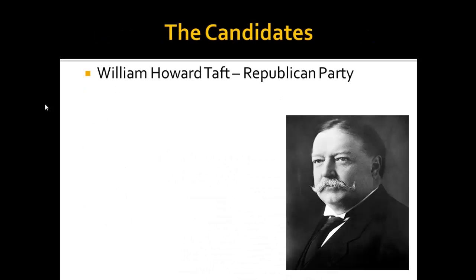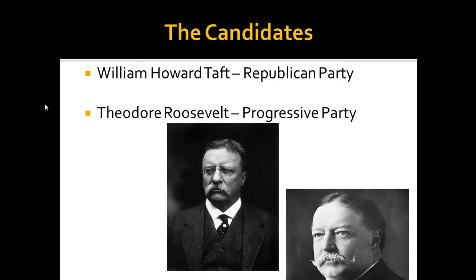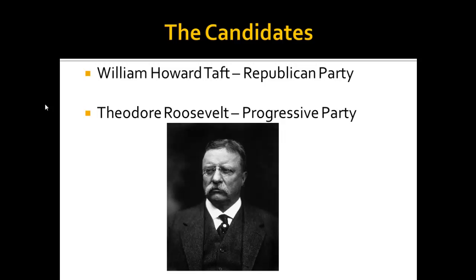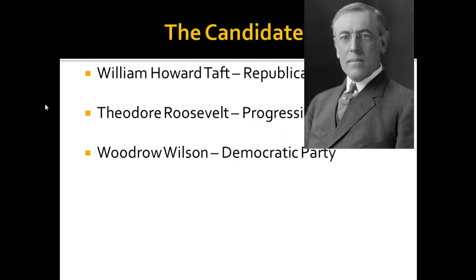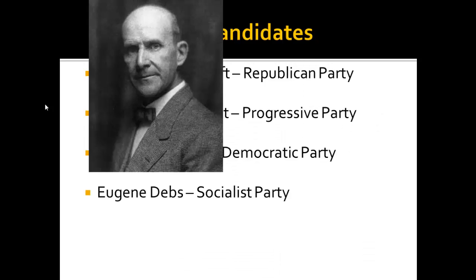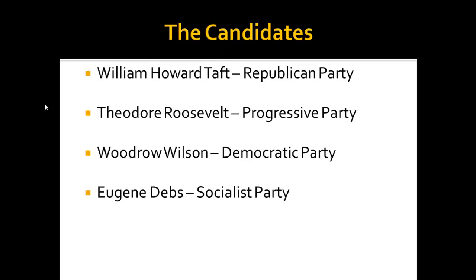So let's dig a little deeper into the candidates. Well, again, William Howard Taft is the nominee for the Republican Party. Theodore Roosevelt, here he is for the Progressive Party. We have Woodrow Wilson for the Democratic Party. And then Eugene Debs for the Socialist Party. And Eugene Debs is pretty popular at this time. Remember, his name is Eugene V. Debs. That's a person, not a court case. Do not confuse the two.